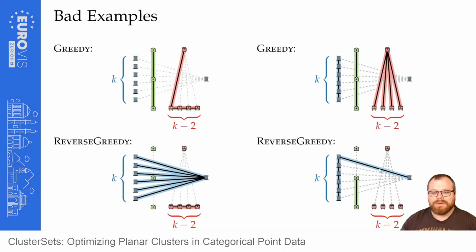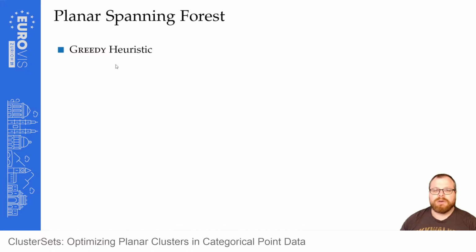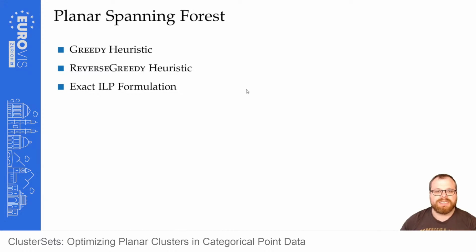So now we have 1 blue cluster, 2 green, but k-1 red. So there are examples where greedy is arbitrarily worse than reverse greedy, and examples where reverse greedy is arbitrarily worse than greedy. So for this problem, we developed the greedy and the reverse greedy heuristic, and then we also developed an ILP formulation that can solve it exactly, but is quite slow.